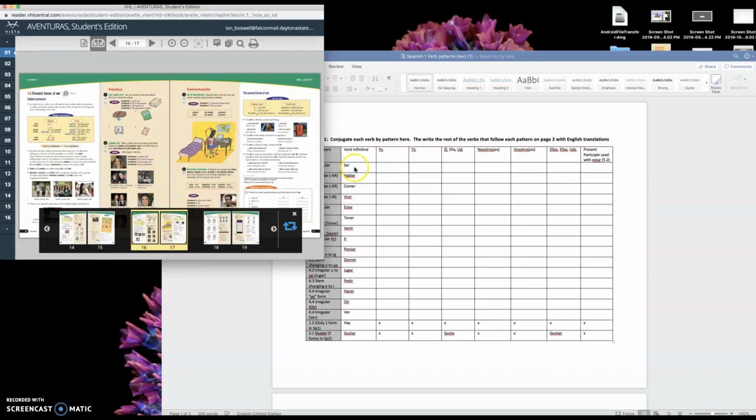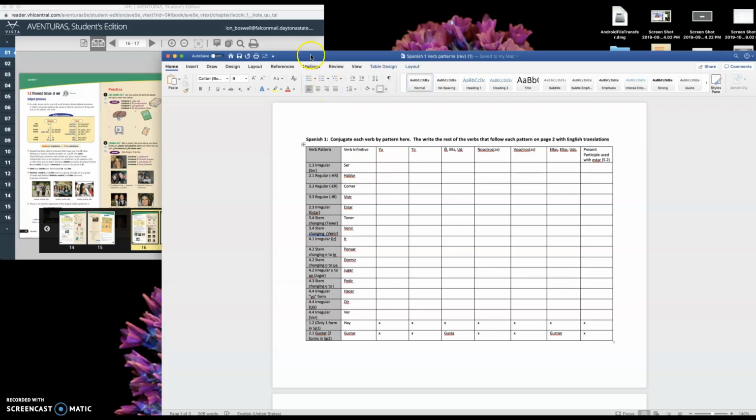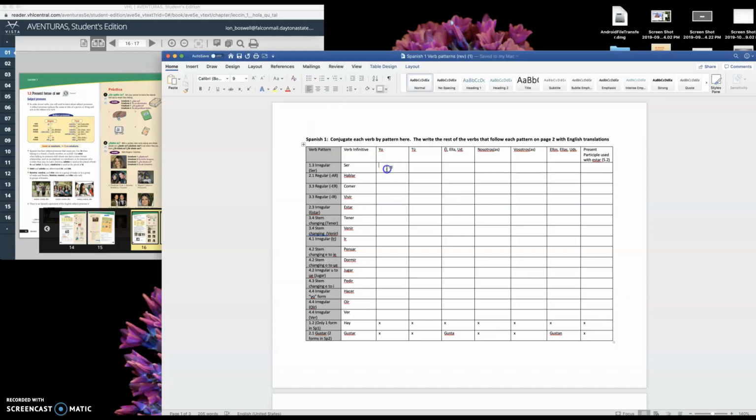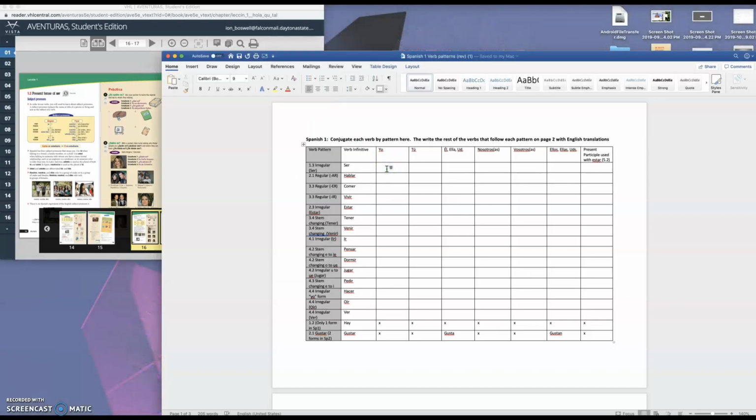So the first thing I'm going to do is conjugate this across here. I'm going to take these conjugations and write them here across the top. Soy, eres, es, somos, sois, son. And this you don't know yet. You don't have to do this till later. This is in 5.2, so don't worry about this column till you get to Unit 5, okay?